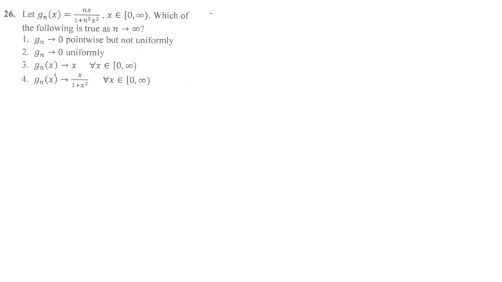Hello everyone. Today we are doing a question from CSIR NET June 2019. The question is from part B and therefore carries 3 marks. Let us read the question. Let Gn of x is equal to nx by 1 plus n square x square, where x belongs to the closed interval 0 to open infinity. Which of the following is true as n tends to infinity?